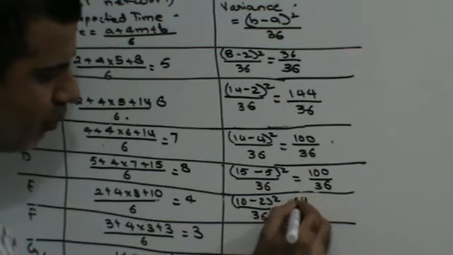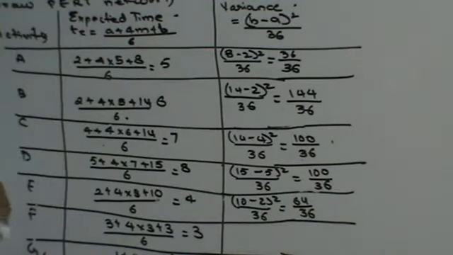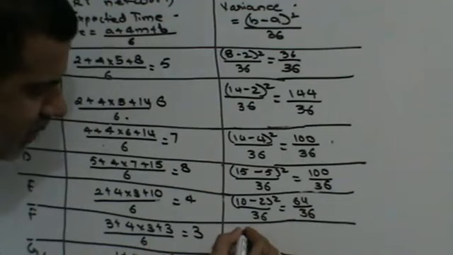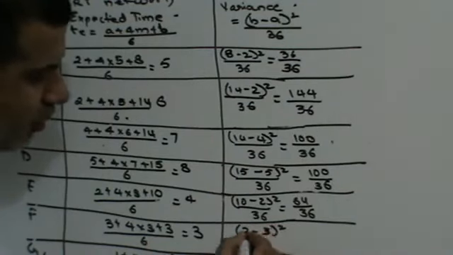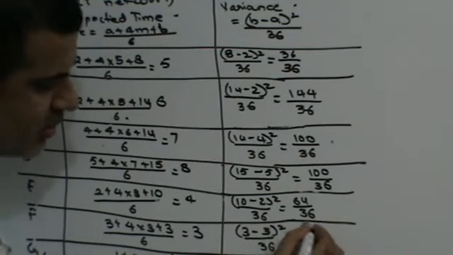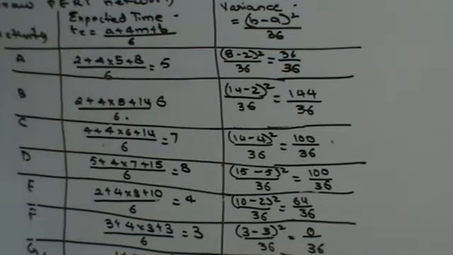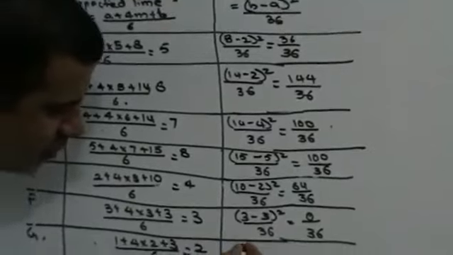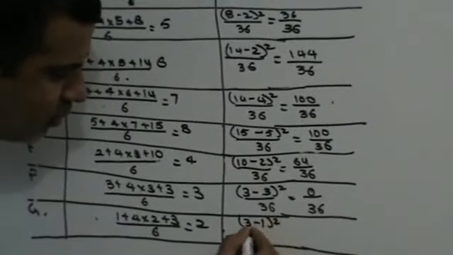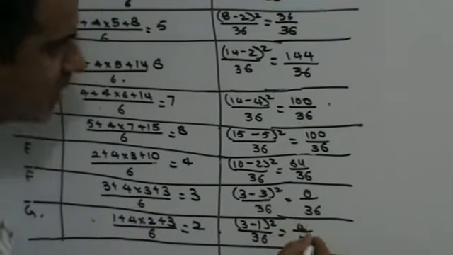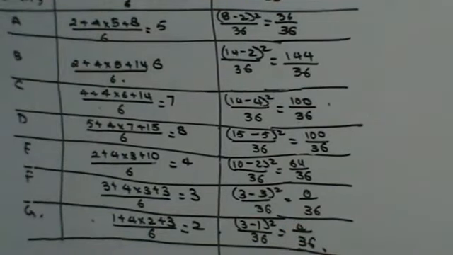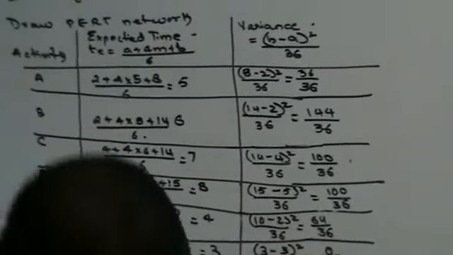8, 64 upon 36. Then for activity F, it is going to be 3 minus 3 the whole square upon 36. That's 0 upon 36. And last for activity G, it is going to be 3 minus 1 the whole square upon 36. 2 square is 4 upon 36. Fine. Once you have the timetable, then you draw your network diagram.